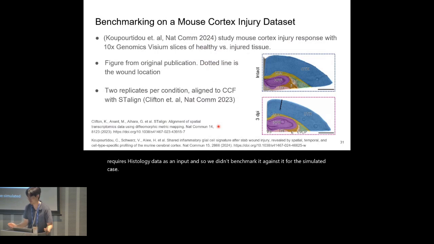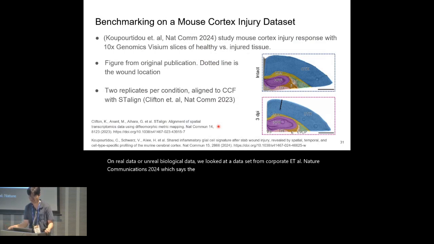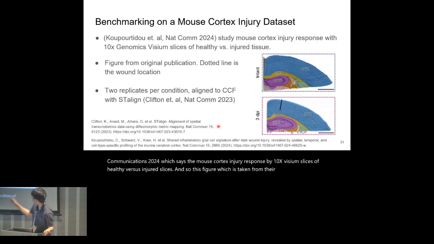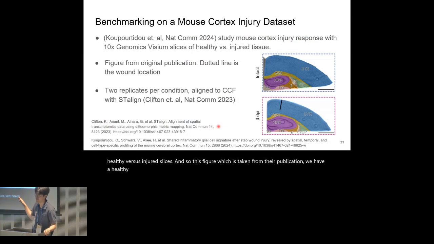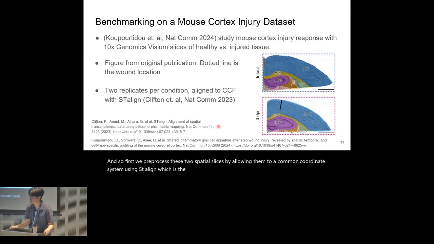On real biological data, we looked at a data set from Corporgitu et al., Nature Communications 2024, which studies the mouse cortex injury response by 10x Visium slices of healthy versus injured tissue. In this figure, taken from their publication, we have a healthy tissue on the top and an injured tissue on the bottom, where this dotted line indicates an injury that they've induced into the tissue. First, we preprocess these two spatial slices by aligning them to a common coordinate system using ST-align, which is a recent method by Clifton et al. in Nature Communications.